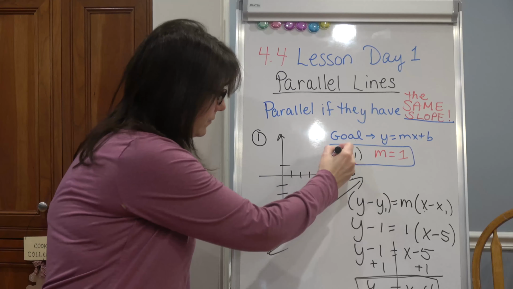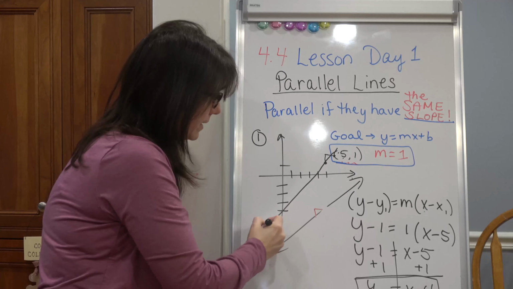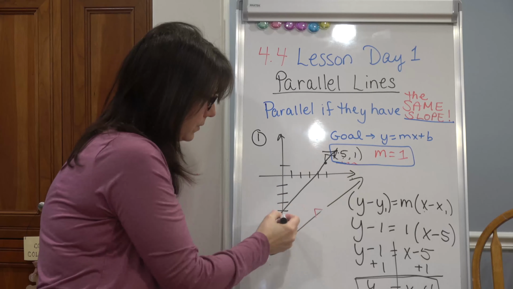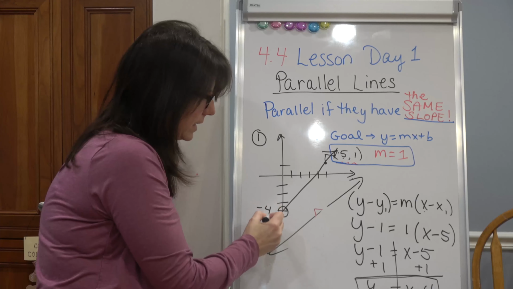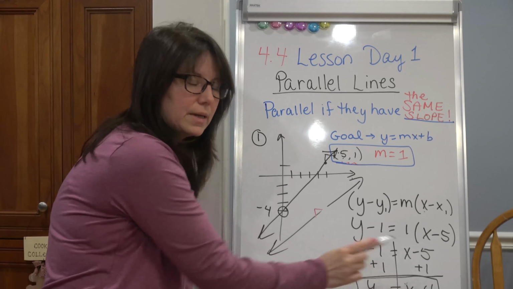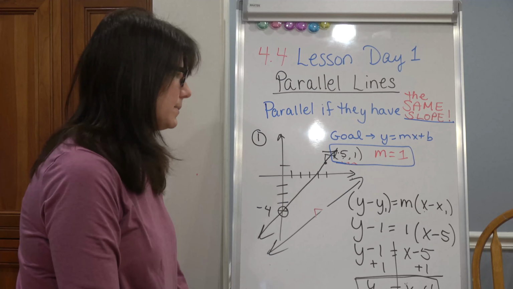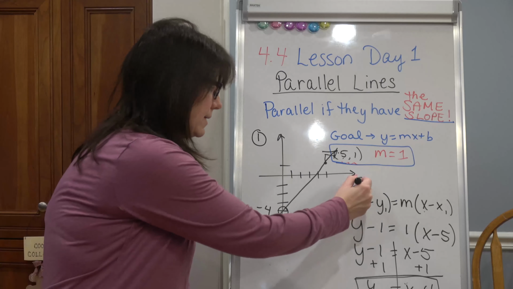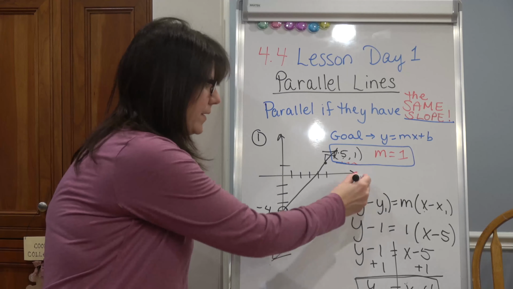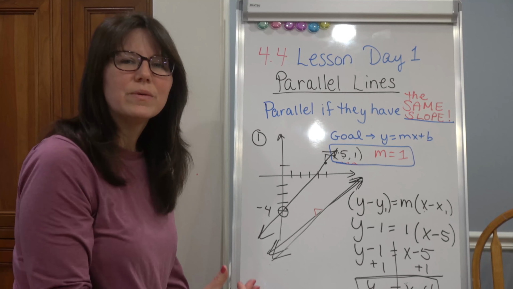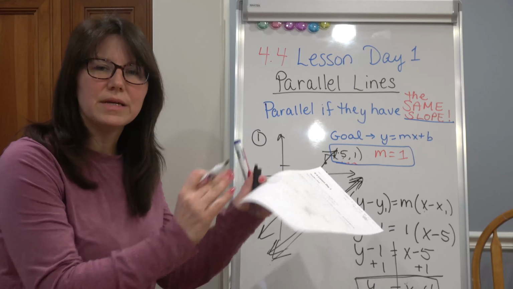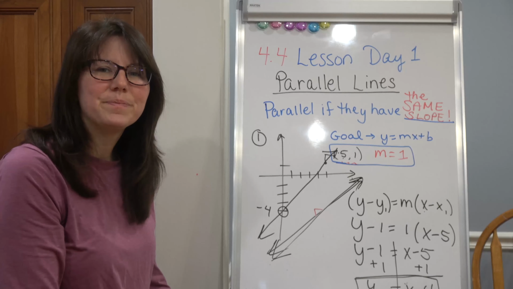But if we do graph that, with a slope of 1, we see that yes, it does pass through negative 4, which it should, because that was the y-intercept. And obviously if I had this on graph paper, it would look much better, and we would see that our lines would never meet because they're parallel.